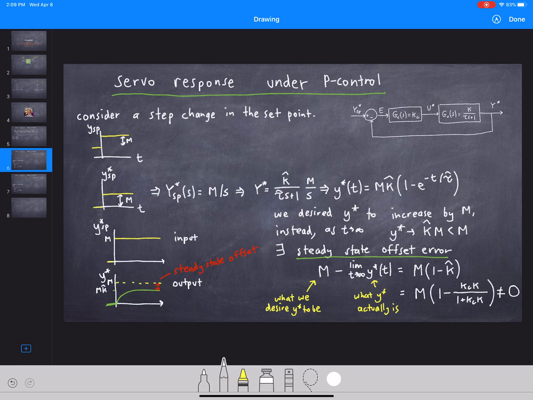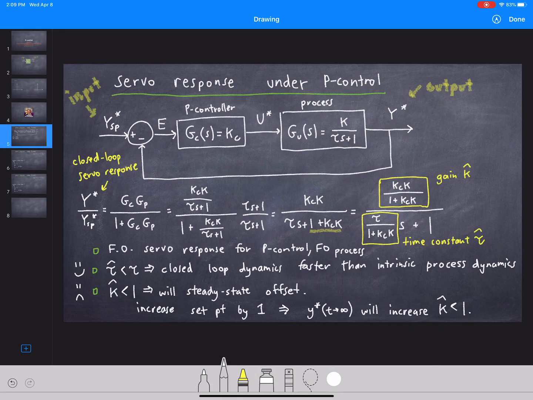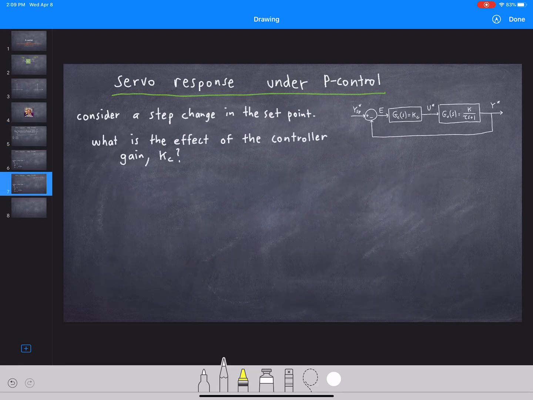Okay, so this is all bad news. For a step change in the set point, y does not reach that set point. There's a steady state offset, and we've derived it as a function of our controller gain. And so an interesting question is, what is the effect of the controller gain, Kc, on the servo response? And the key is to analyze both of these expressions, so k hat and tau hat. So let's remind ourselves.